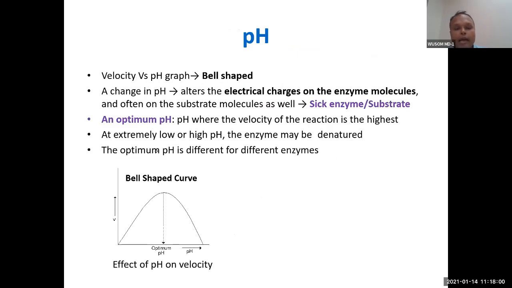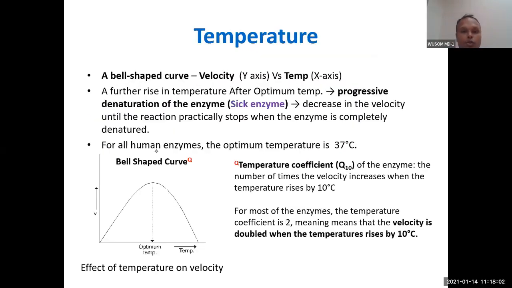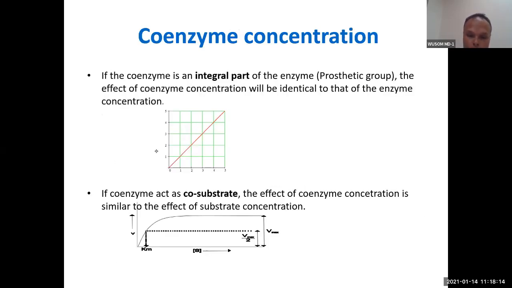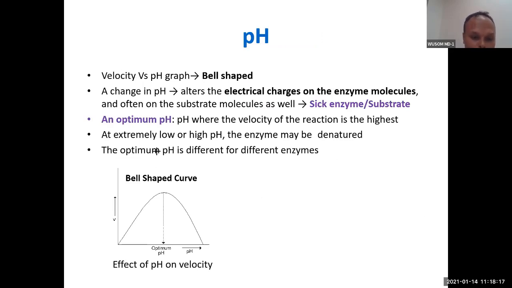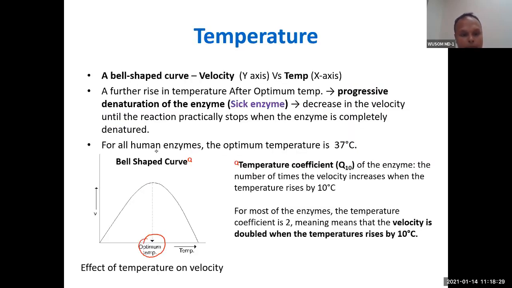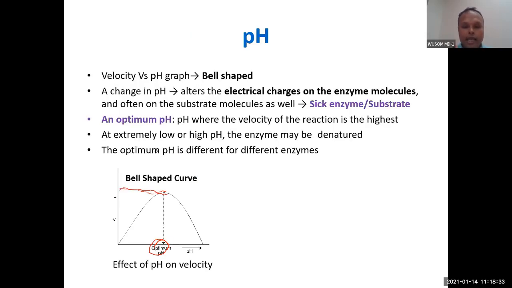You can see both have this bell-shaped curve, so you don't have to memorize too much. Both temperature and pH have a bell shape. What does this mean? There is a fixed temperature point, and there is a particular pH, where this enzyme is most active. This is velocity, the activity of the reaction. So this is the place where the enzyme is most active. This is called optimum pH and optimum temperature. This is the temperature and this is the pH where the enzyme is most active.